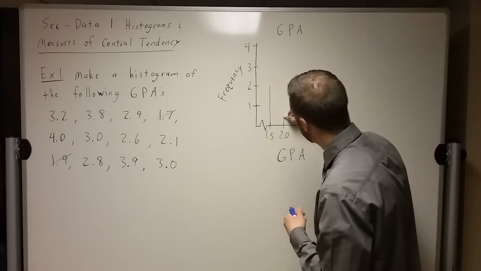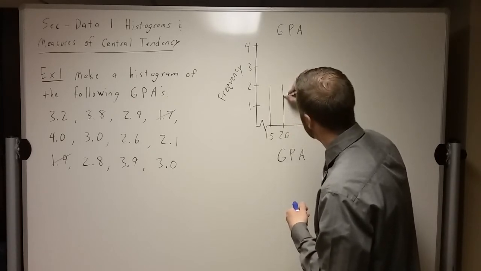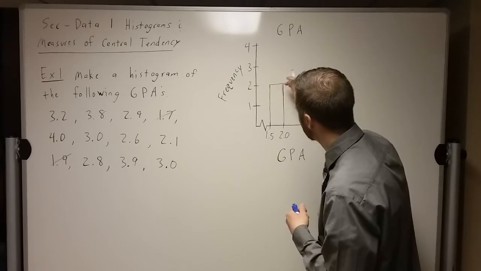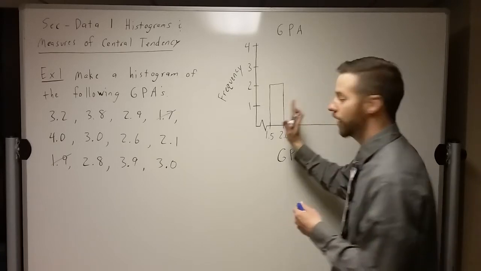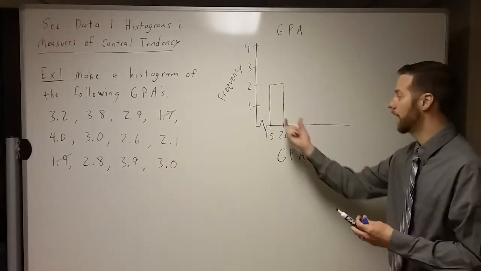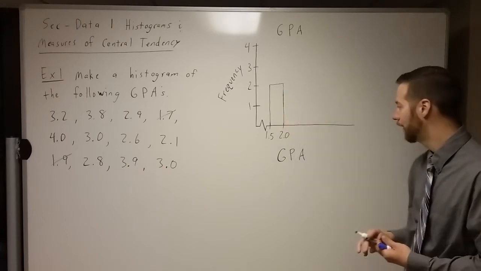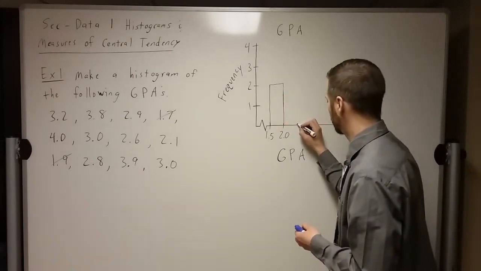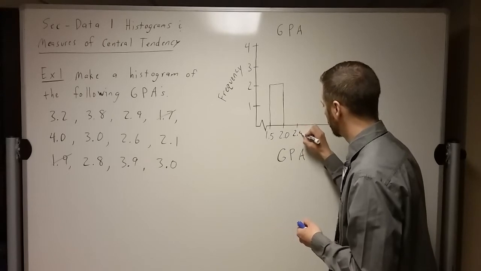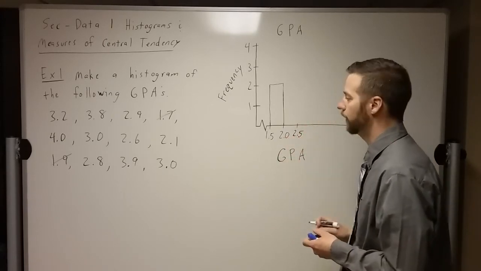Something that's different on a histogram and a bar graph as well. A lot of times, this doesn't have to be the case, but a lot of times histograms are made so the bars are actually touching each other. Whereas bar graphs, you separate them. There's a little gap between them. And so sometimes that's done as well. And so the next interval is going to go from 2 to 2.5.